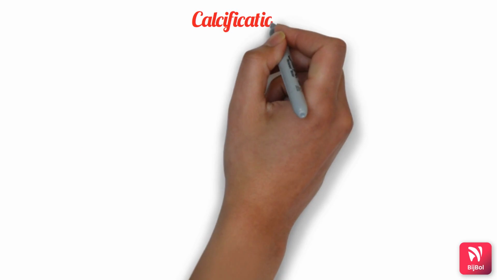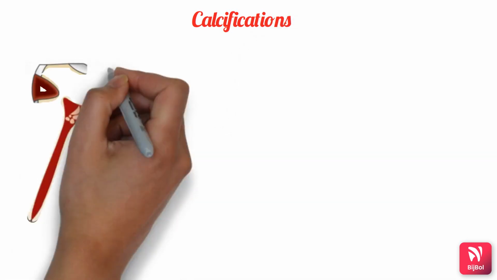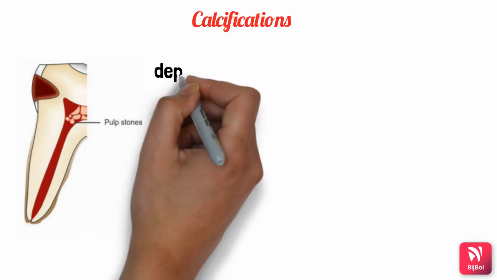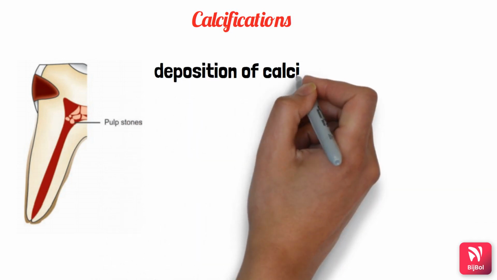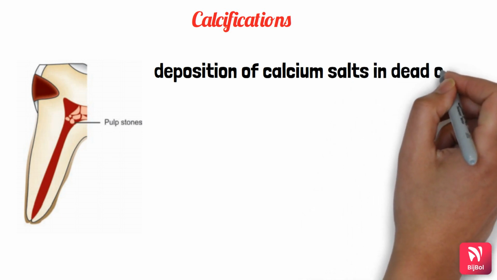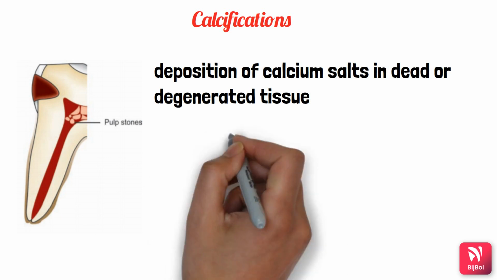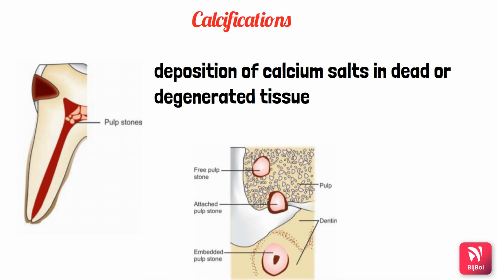Now we'll see about the calcifications which play an important role during the root canal preparation. So these are the deposition of the calcium salts in the dead or the degenerated tissues. And these are of three types. That is the free pulp stones, which are found in the pulpal tissue, whereas embedded pulp stones are embedded in the dentin, whereas attached pulp stones are attached to the wall of the pulp tissue.